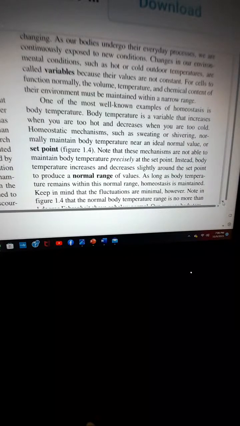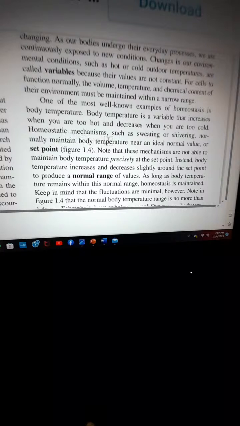One of the most well-known examples of homeostasis is body temperature. Good, guys? So whenever you hear someone speaking about homeostasis, you will know that it has to be body temperature because that's one of the well-known examples of it. And that's your body temperature. Body temperature is a variable that increases when you are too hot and decreases when you are too cold.